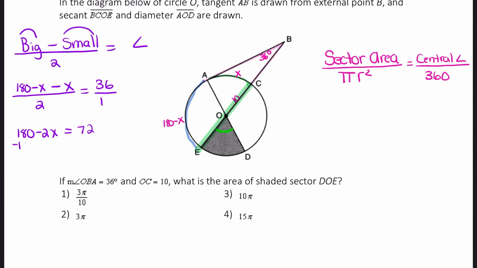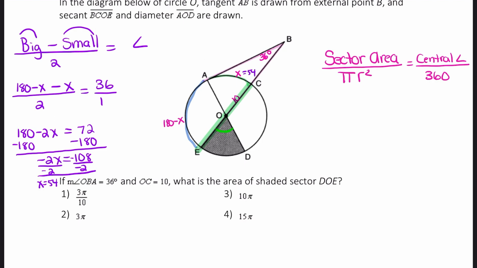I would subtract 180 on both sides. And I end up with negative 2x equals 108. Negative 108, I'm sorry. And then if I divided both sides by negative 2, I end up with x equaling 54. So that means that this arc here is 54 degrees, right?